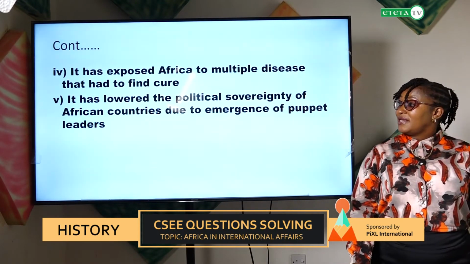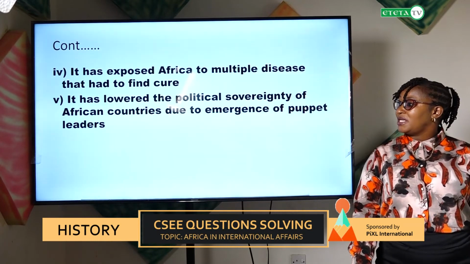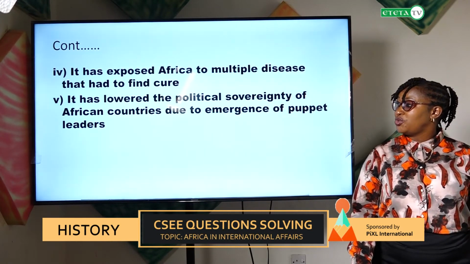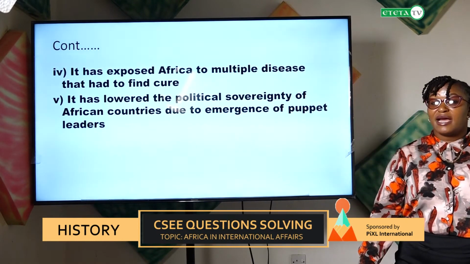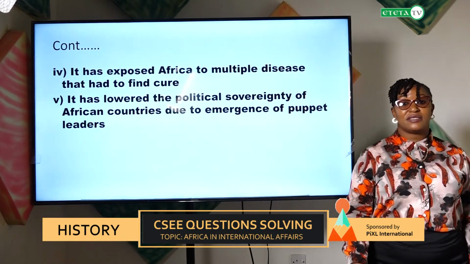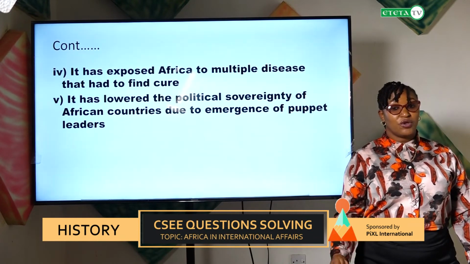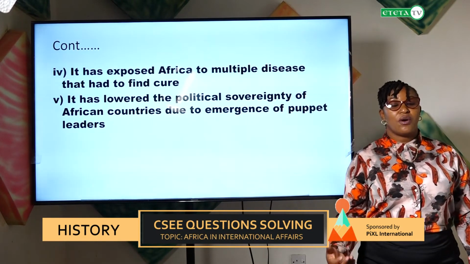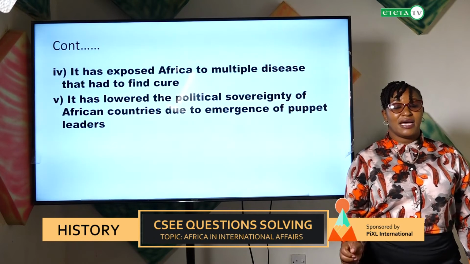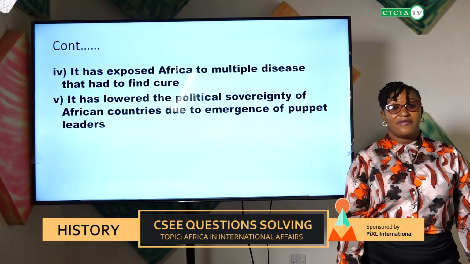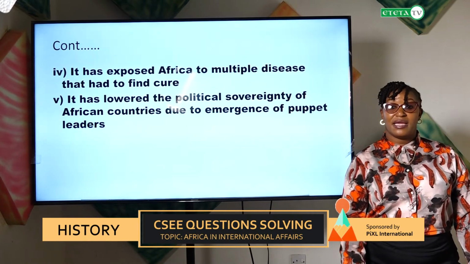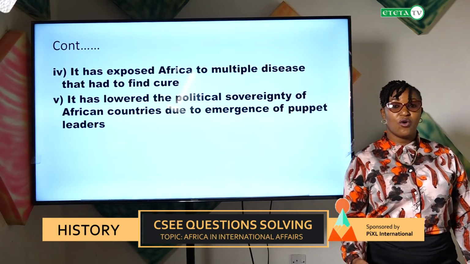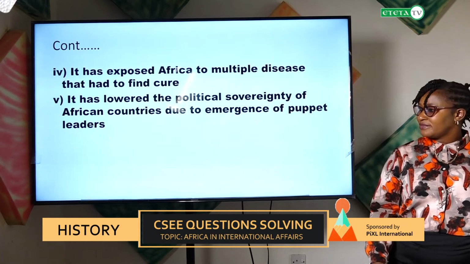Point number 5, it has lowered the political sovereignty of African countries due to the emergence of puppet leaders. We as Africans have found that most of us, if not all, have our own independence, but our independence is only flag independence. Most of us find ourselves in a new colonialism or neo-colonialism era.